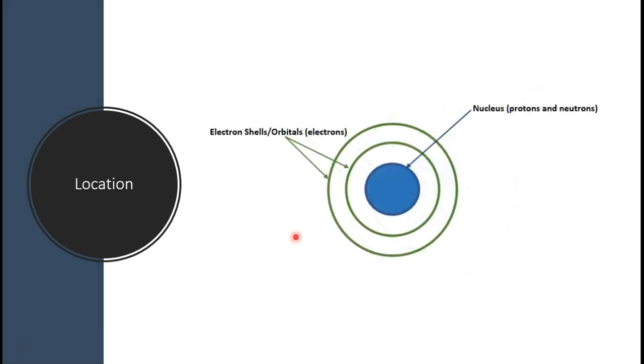Then there's the three subatomic particles, the electrons, the protons, and the neutrons. The electrons are found on the electron shells. They're found on these green circles. Then in the middle, in the nucleus, this is where you find the protons and neutrons.